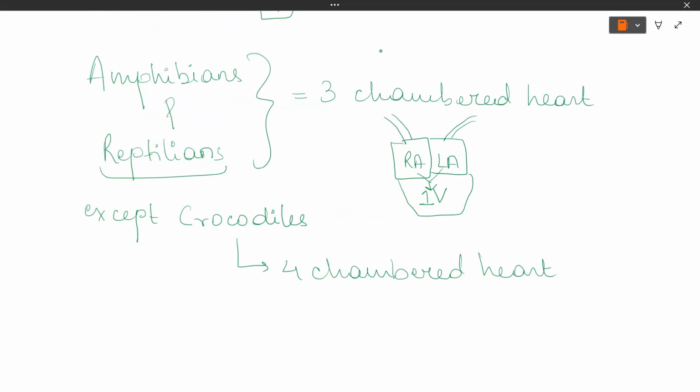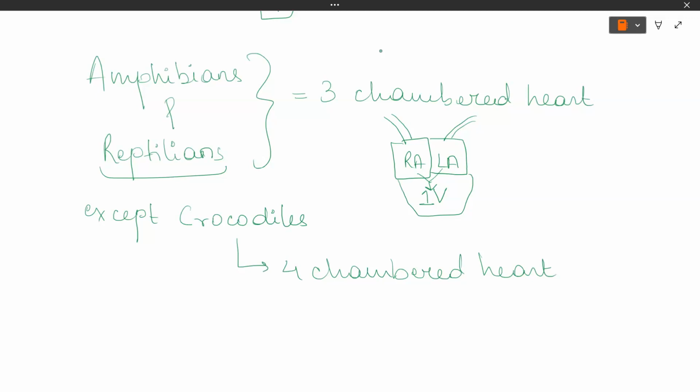In the case of amphibians and reptiles, the good blood and the bad blood get mixed, and then it is transported to the different parts of the body, because they are primitive organisms. They are not so evolved like mammals. So this is how their heart is. If somebody asks you in which organisms the mixing of blood takes place, you would say the amphibians and the reptiles. Is it clear?